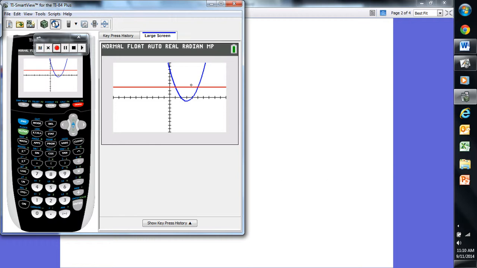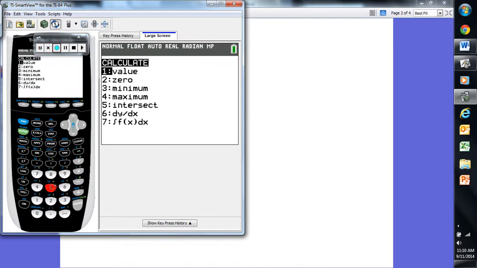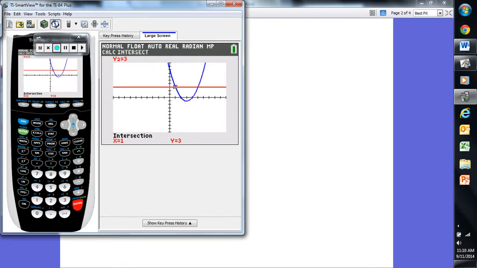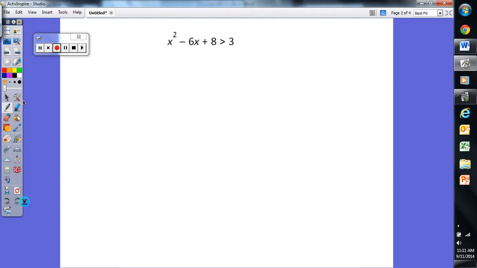So in order to figure out what these 2 points are, I'm going to go second calc intersect. Enter, enter, enter. 1 and 5. So my answer to this would be the blue line is greater than the red line from negative infinity to 1 union 5 to infinity. Let me write that down. The answer to this is from negative infinity to 1 union 5 to infinity.